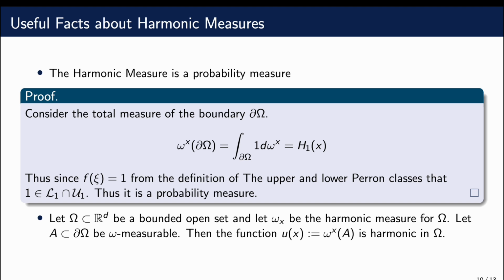And then the other really neat property: when you're looking at a bounded open set omega with a harmonic measure on it, and you have a measurable boundary subset, then the function itself is a harmonic function. The fact that using the measure on a subset of the boundary is necessarily harmonic is just neat.